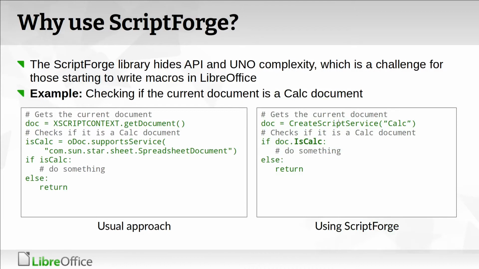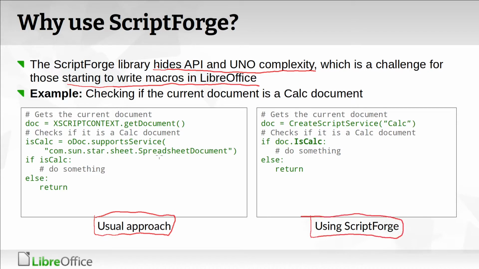So why use ScriptForge? The idea of ScriptForge is to hide API and UNO complexity, which is a challenge for those starting to write macros in LibreOffice. For example, I give here a simple example comparing the usual approach with the ScriptForge approach, okay? So the usual approach, for example, if we want to test if a document is a Calc document, we would have to get the document here and then test if it supports the service spreadsheet document. So if it does, it is a Calc document.